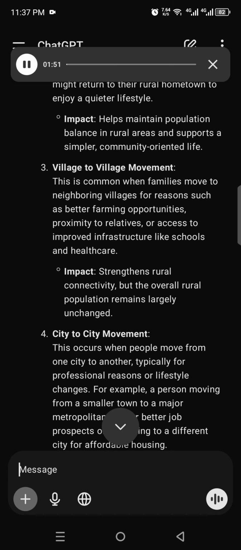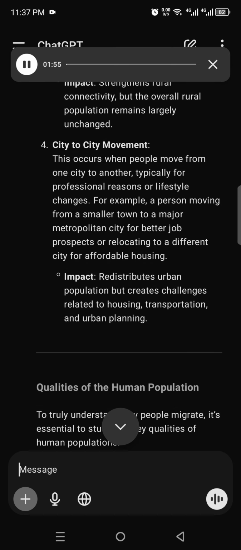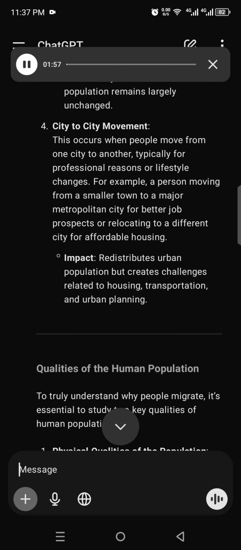4. City to city movement. This occurs when people move from one city to another, typically for professional reasons or lifestyle changes. For example, a person moving from a smaller town to a major metropolitan city for better job prospects, or relocating to a different city for affordable housing. Impact: redistributes urban population, but creates challenges related to housing, transportation, and urban planning.